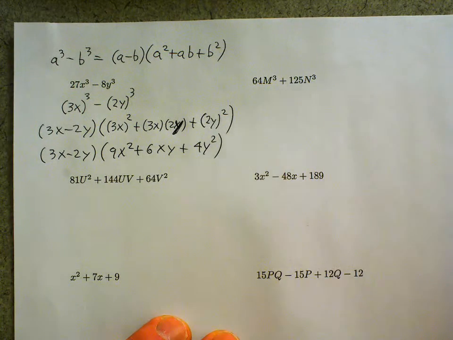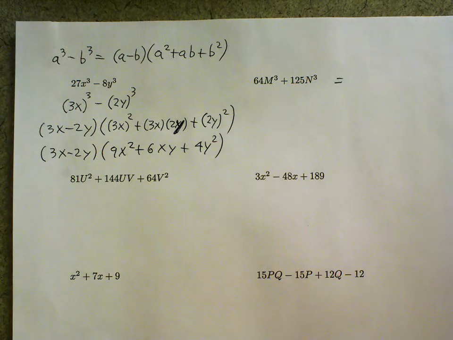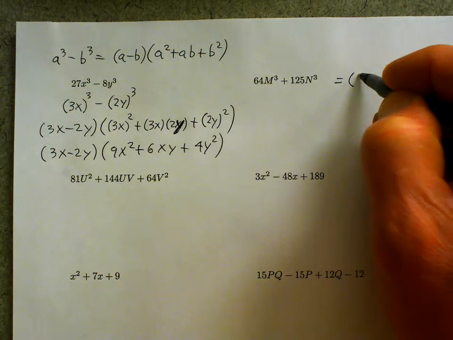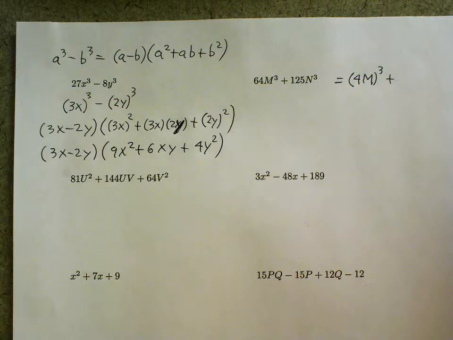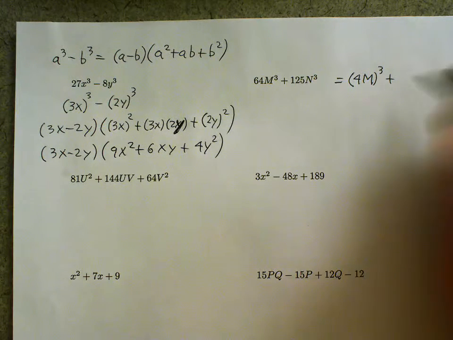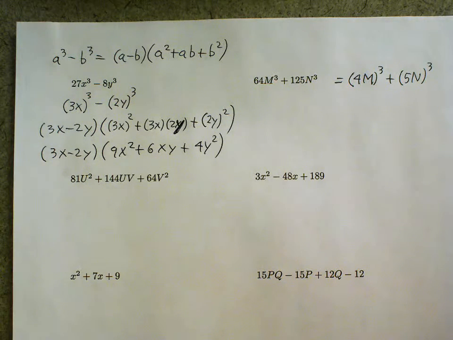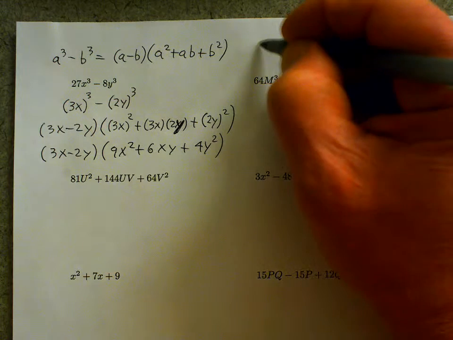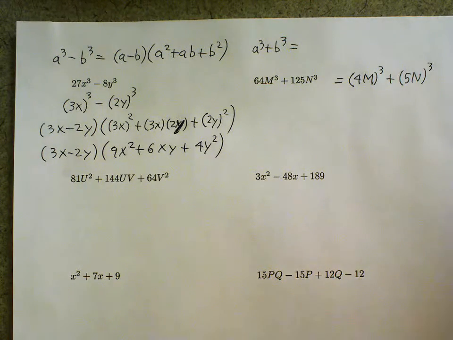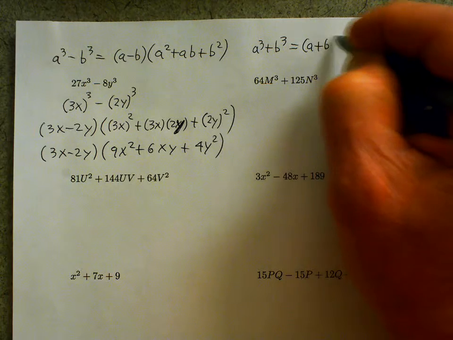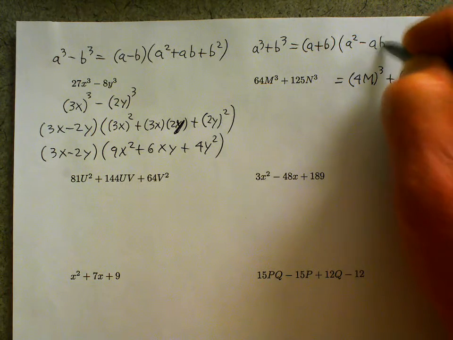Okay, the one on the right is a sum of cubes. So we can rewrite this as the term 4m to the third and replace 125n to the third with the term 5n to the third. The sum of cubes factoring formula, a to the third plus b to the third. The binomial factor is a plus b. And then the trinomial is a to the second minus ab plus b to the second.